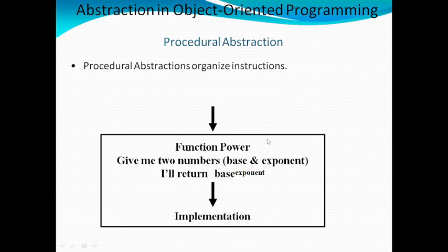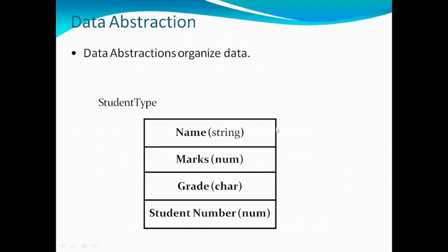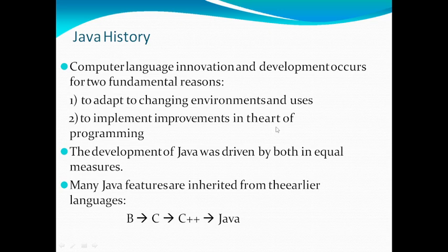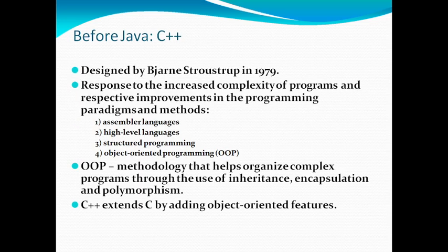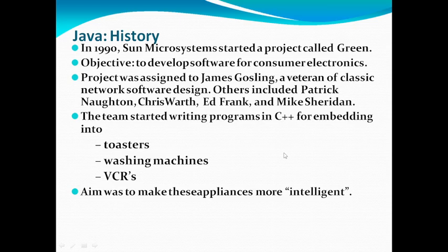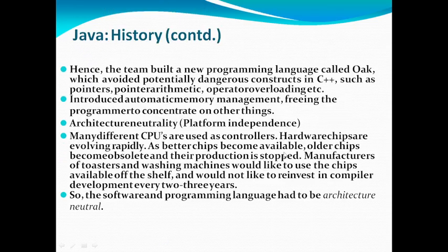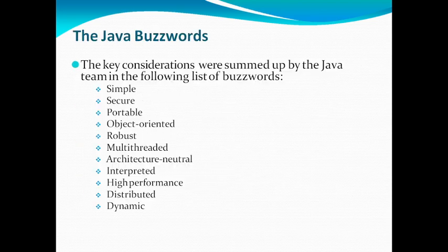Then abstraction. Already you know data abstraction, the beginning of abstraction, and Java history. So earlier, the evolution of languages: low level languages, intermediate languages and high level languages. Java is a high level language extended from C and C++. Okay, so in 1979 it was developed. This is the history of Java. Okay, right. You can see that.